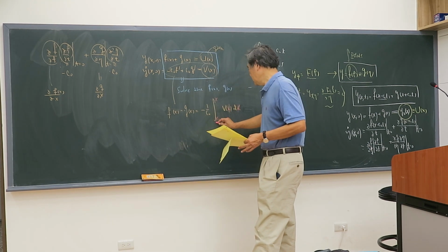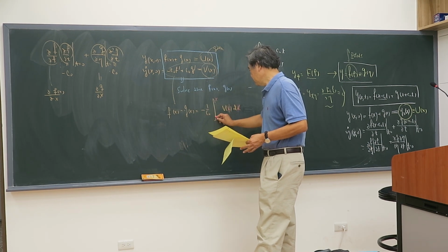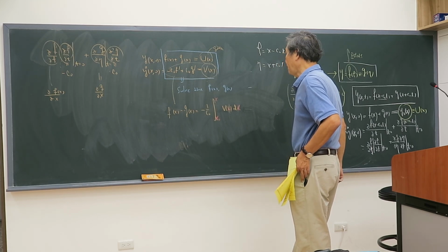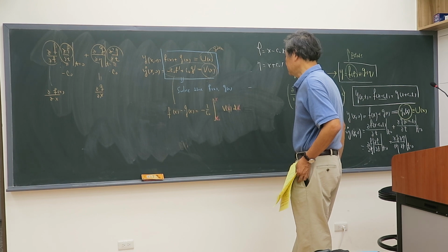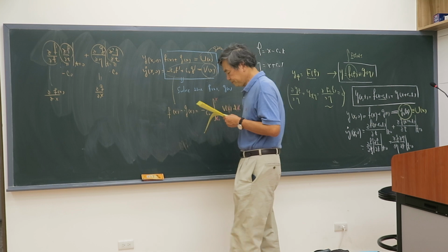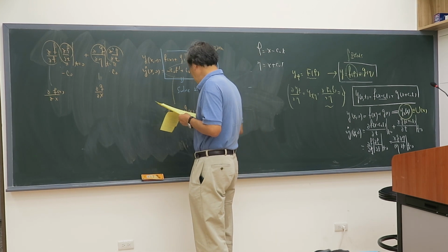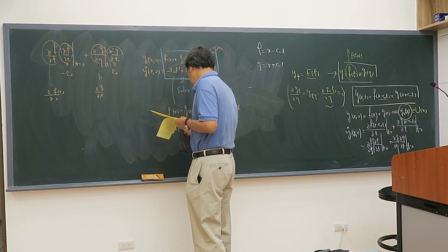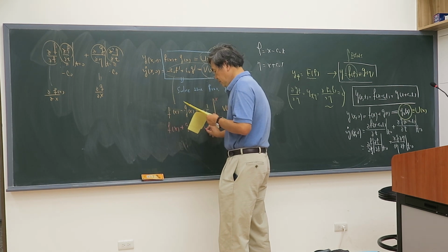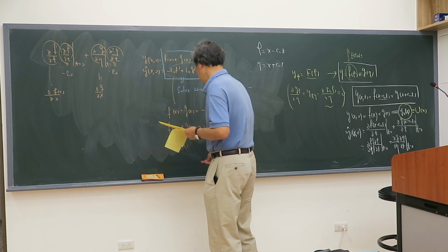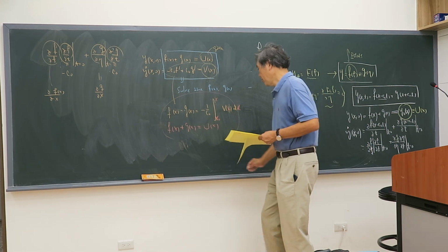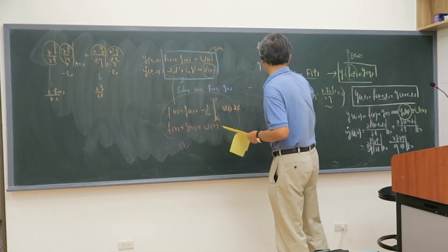So this is the initial location, the range, okay, x0. And f(x) plus g(x) equal to u(x), right, u(x). So you can solve this equation, then you can get f(x) and g(x).